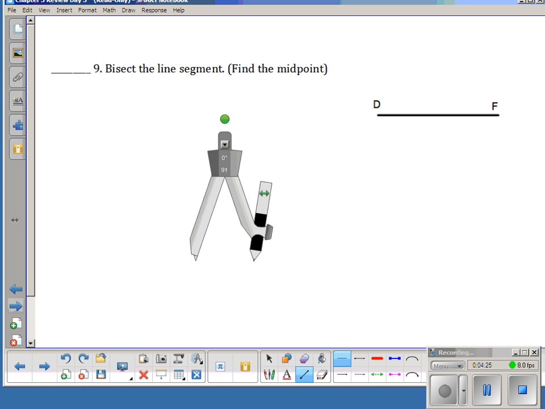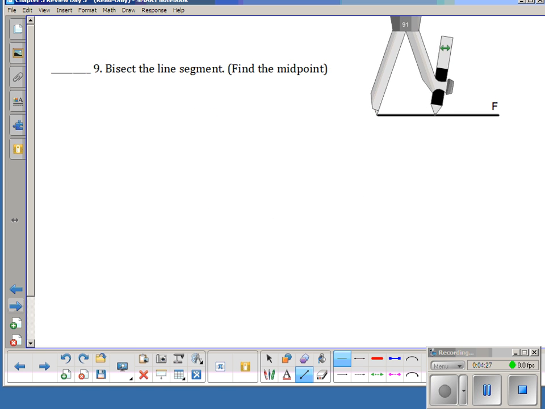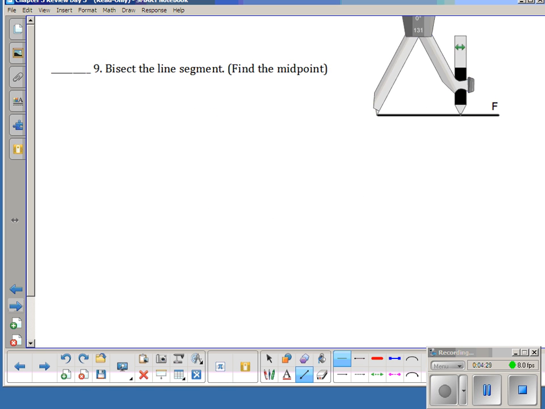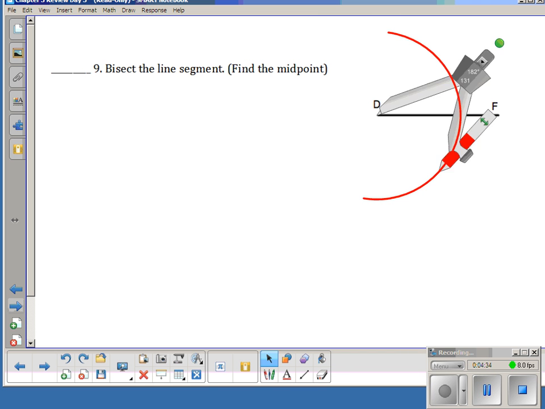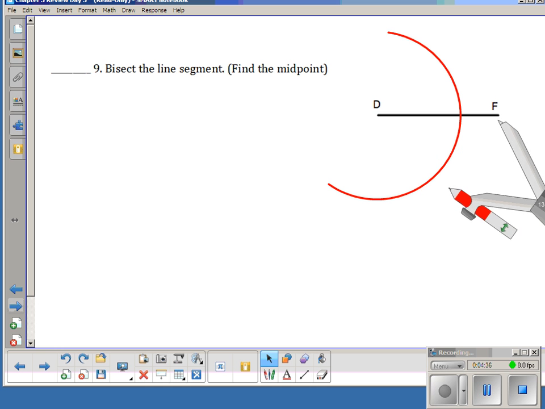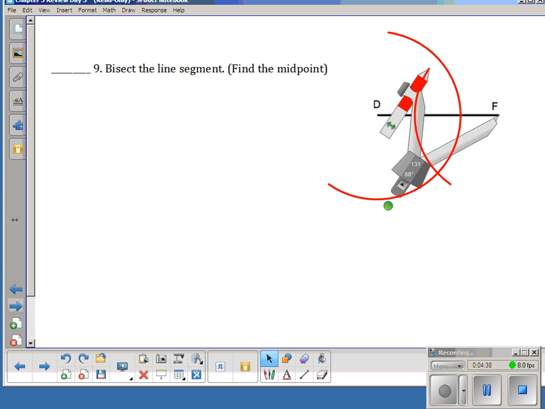This one takes no time at all. So I'm going to go here, go over halfway, make half of your football. Okay, now I'm going to flip to F and make the other half of my football.